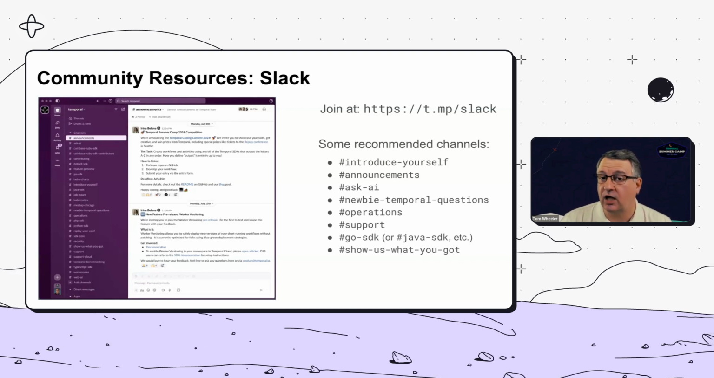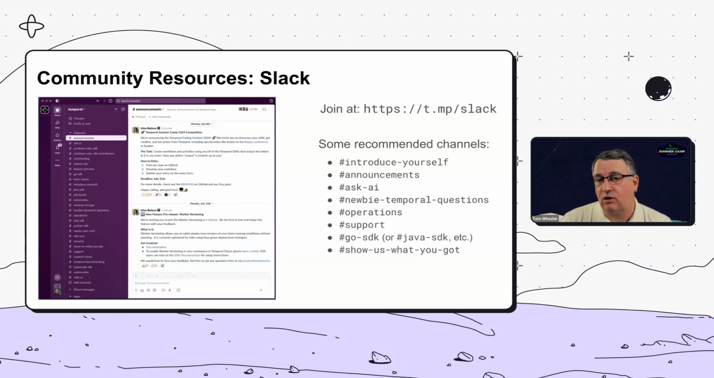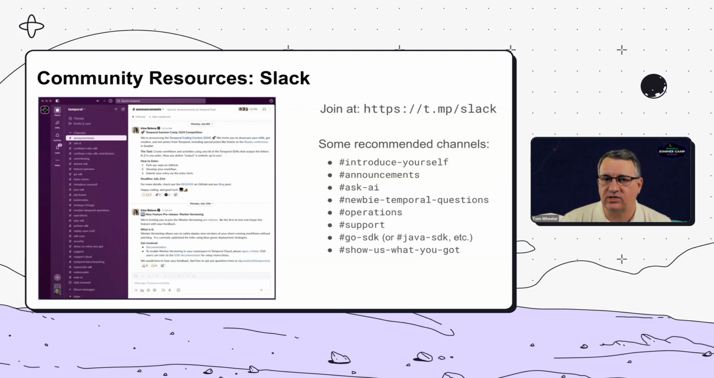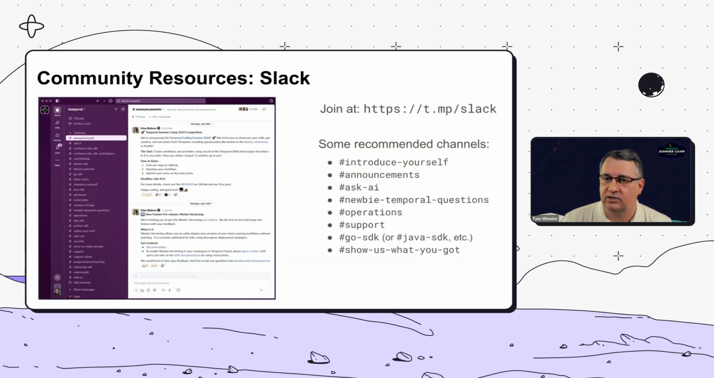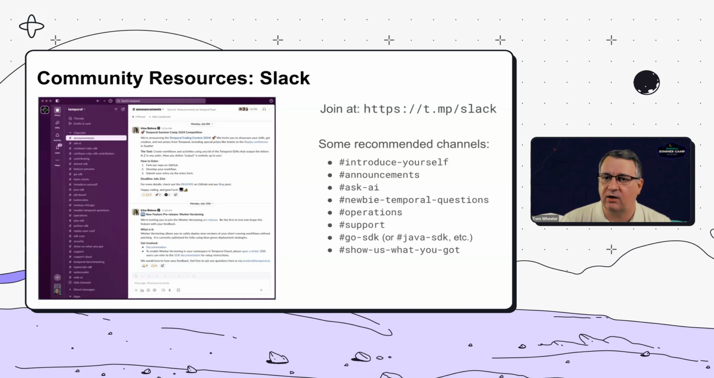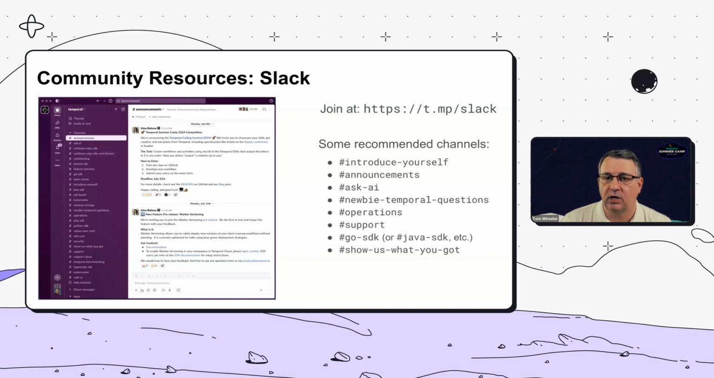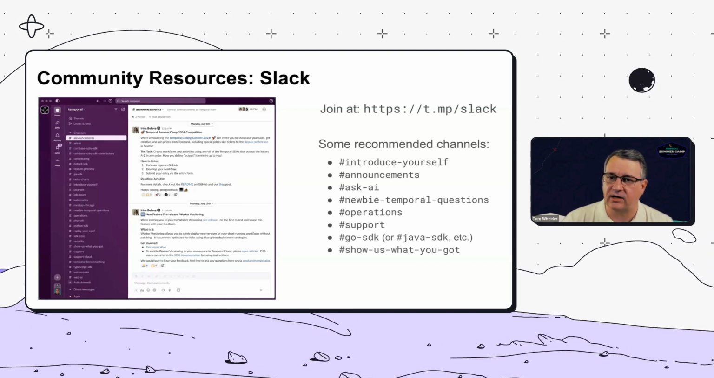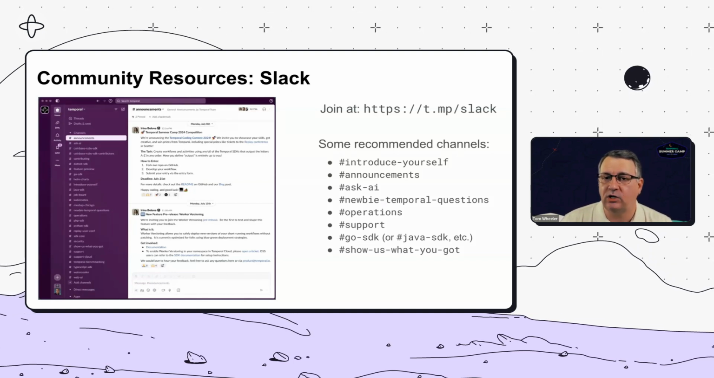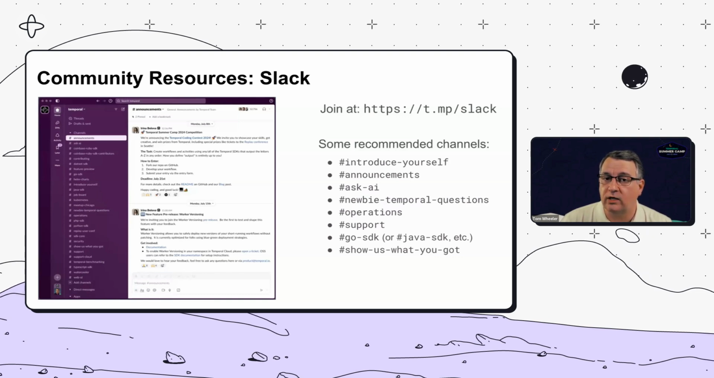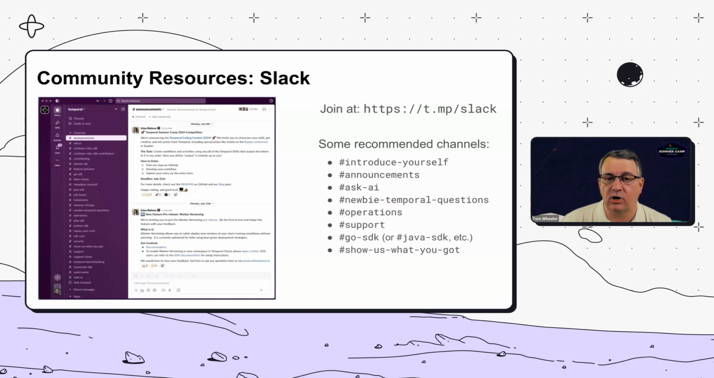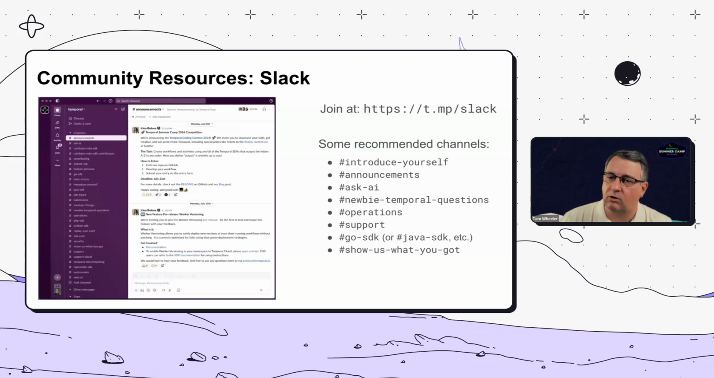The Support channel is where you can get help from others in the Temporal community, which often includes some key people from our own support team. There's also a Go SDK channel, which, as you would expect, is where you're going to find discussions about the Go SDK. There's a similar channel for every other SDK we offer, each following the same naming convention. So there's Java-SDK, Python-SDK, Ruby-SDK, and so on. Finally, the Show Us What You've Got channel is where you can let others know what you've built with Temporal. You'll see some really cool things there, not just links to GitHub repos, but also presentations that people have given and articles that they've written.